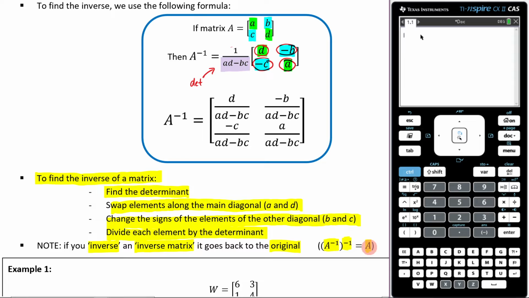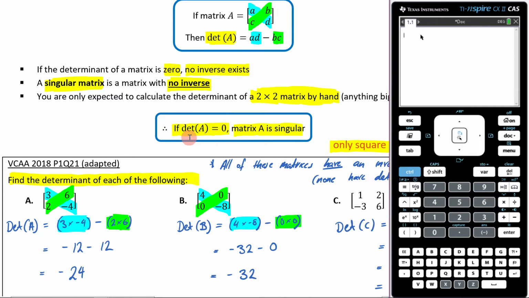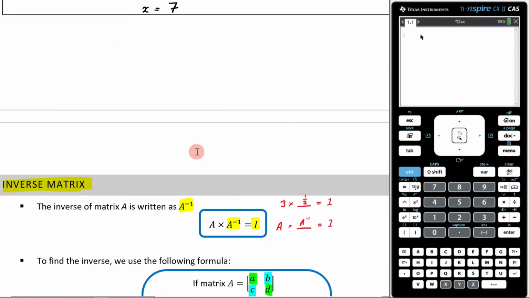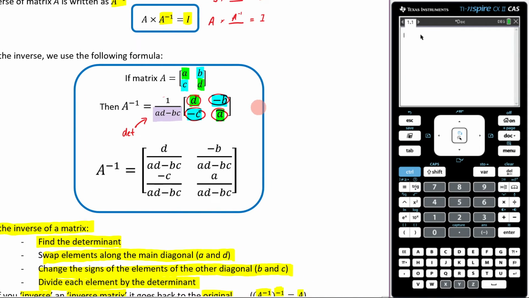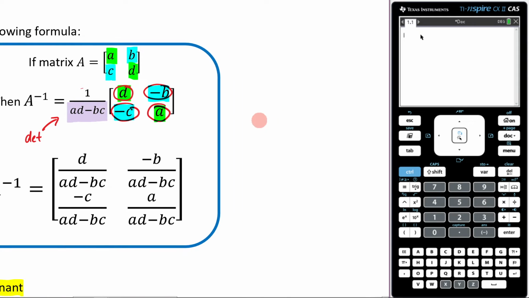Now, before we move on, let's just take note of something very important. Remember, when we were finding the determinant, what we said, and I'll scroll back to our notes here. Remember we said that if the determinant of A was equal to 0, then the matrix A was singular, which meant no inverse existed. So let's come here for a second, and let's imagine for a moment that AD minus BC was equal to 0. Don't write this down, but let's just imagine for a second my determinant is equal to 0. That means I'm going to end up with this, negative CA.